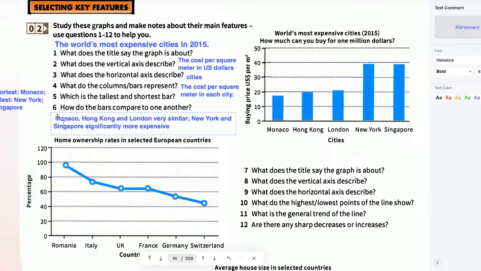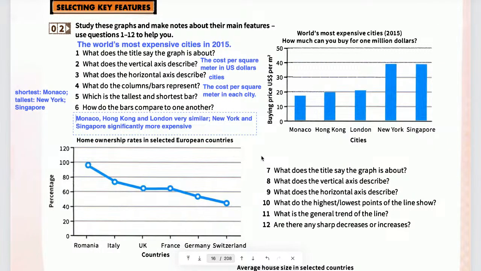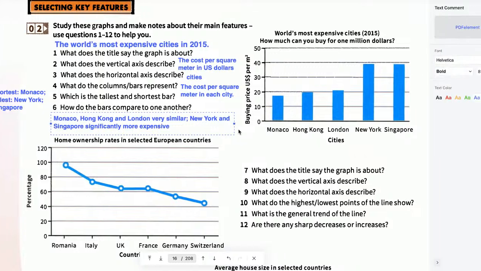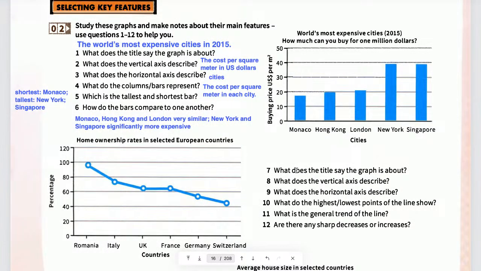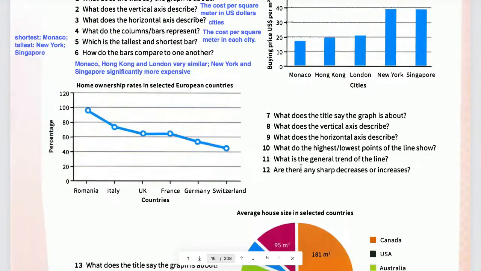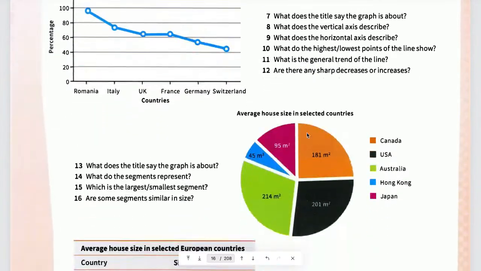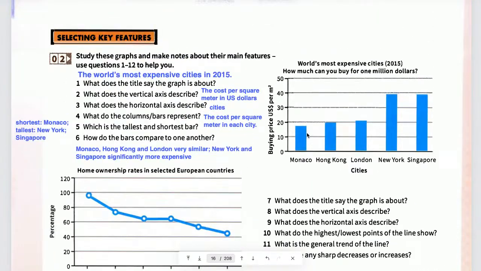So you can write something like Monaco, Hong Kong, and London, very similar. Also New York and Singapore are similar to each other. New York and Singapore significantly more expensive than the rest. Basically it's just there for us to try to understand something here. Now let's move on to the next one.